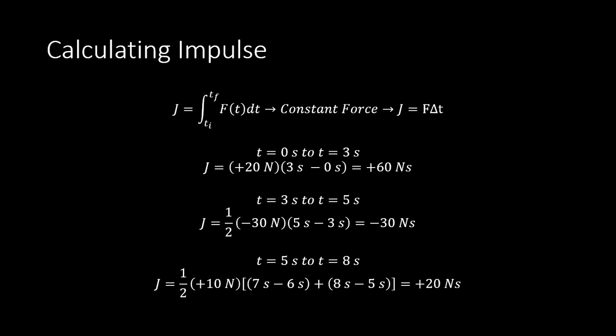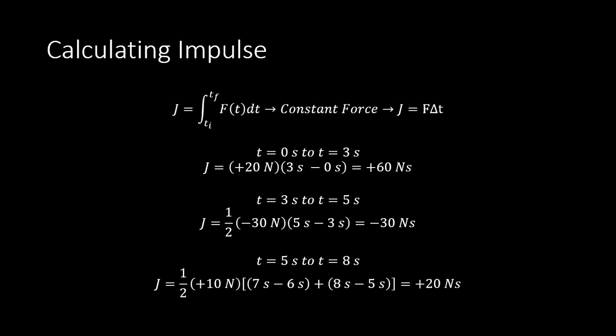For 0 to 3 seconds, the area is described by a rectangle. Therefore, impulse equals the length, positive 20 newtons, times the width, 3 seconds, or the width that spanned from 0 to 3 seconds. Therefore, the difference is 3. 20 newtons times 3 seconds equals positive 60 newton seconds.